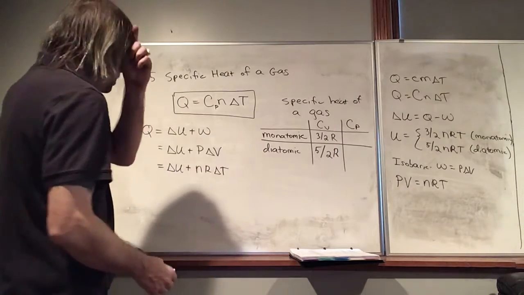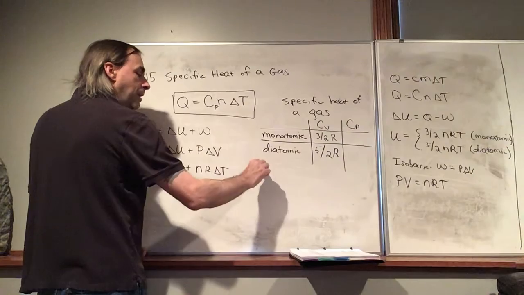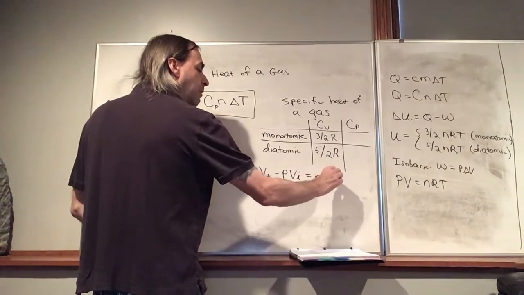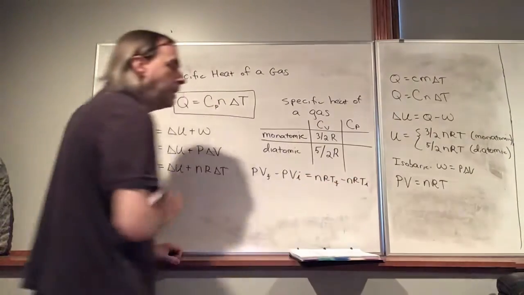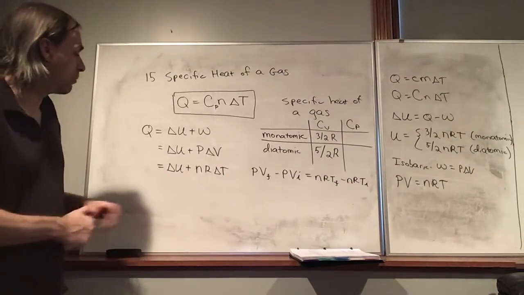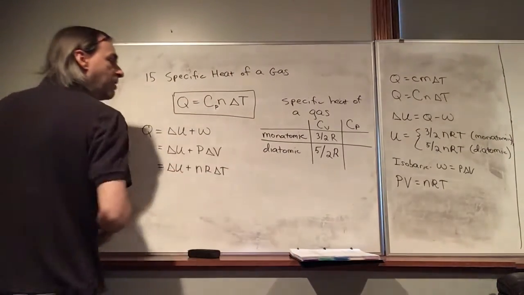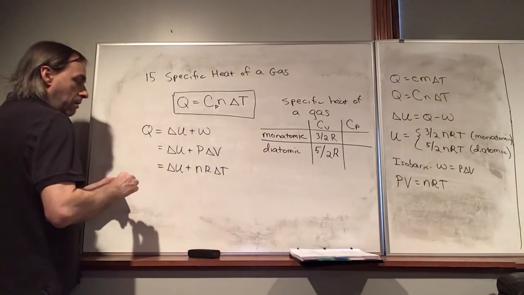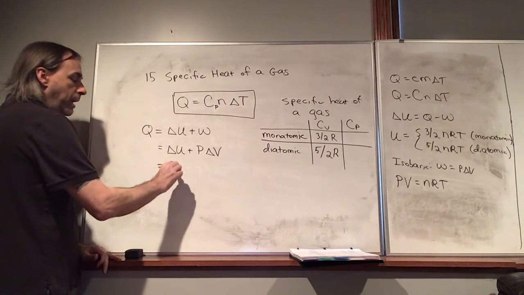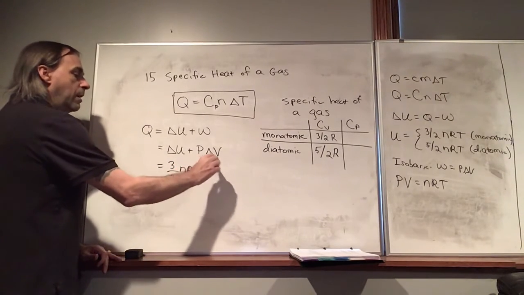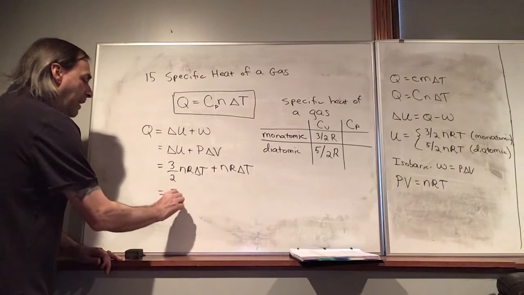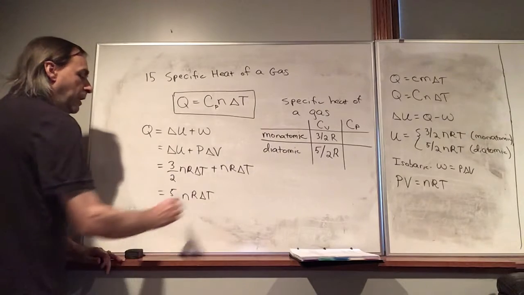Just to show that, P delta V would be P times V final minus P times V initial. And P V final would be nRT final minus nRT initial. We factor out the nR, and we have nR times delta T. So I wanted to work that off to the side. And now let's start with the monatomic case. Let me do these both at once. For a monatomic case, delta U is 3/2 nR delta T, and P delta V was nR delta T. If we put this together, we have 5/2 nR delta T.